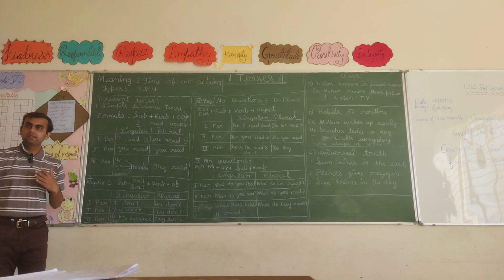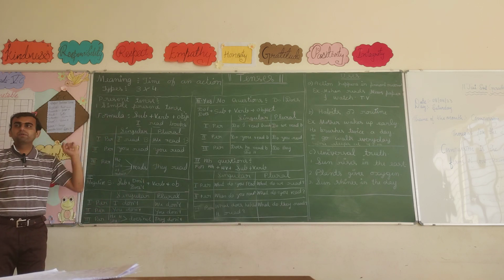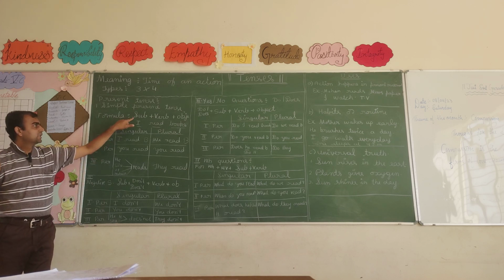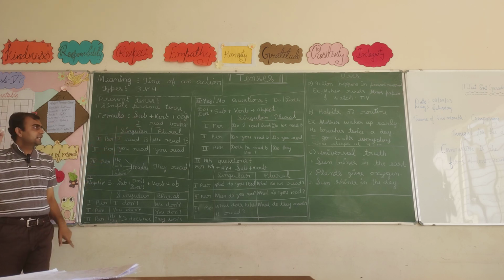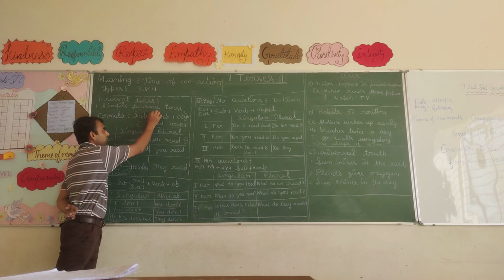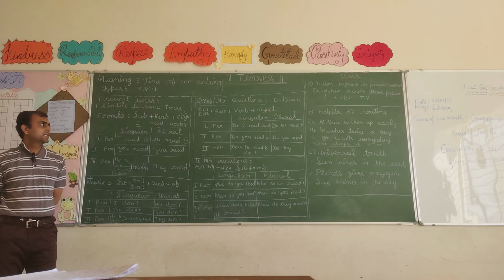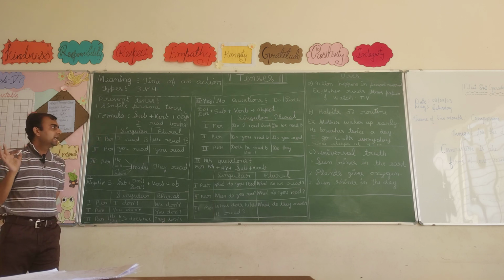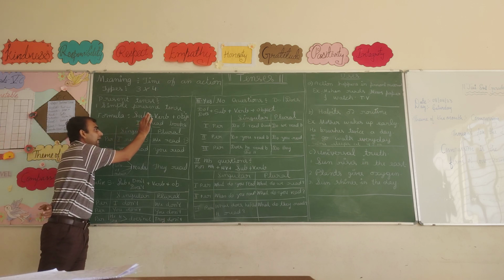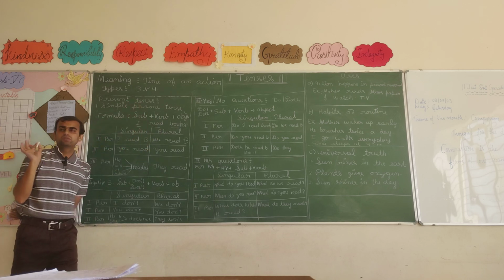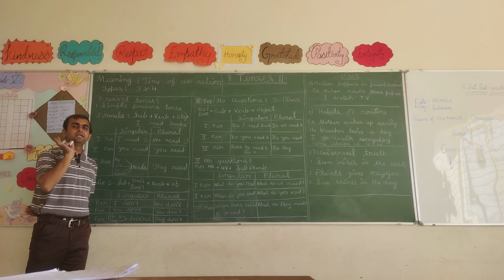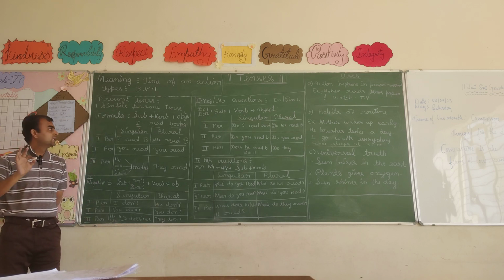First let me tell the formula of simple present tense for an assertive sentence. The formula is subject plus verb plus object. Verb means the first form of a verb. Subject, first form of a verb and object. Example, I read books. He eats mango. Is it clear?